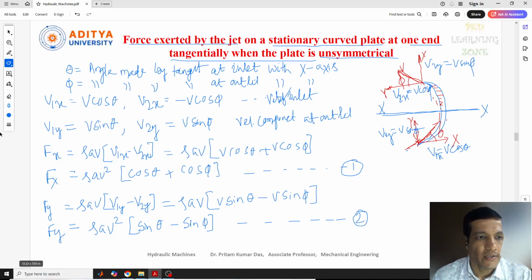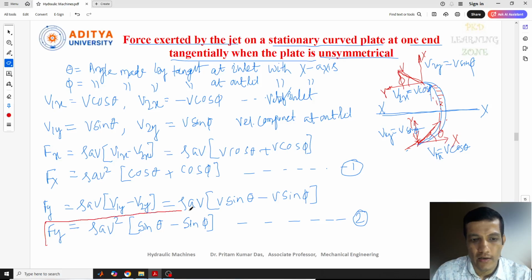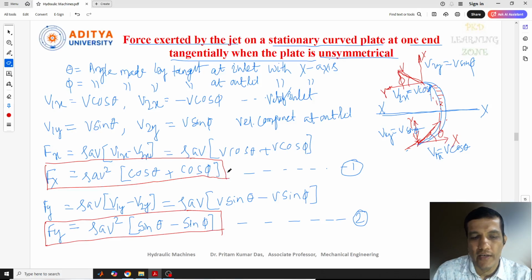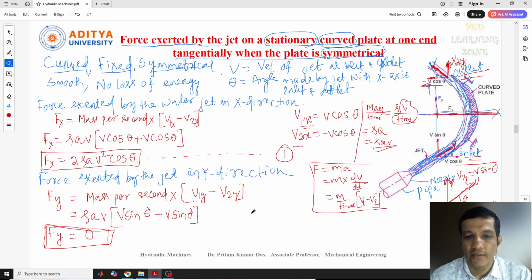I hope you understand these equations, and deriving these two is simple. We only need to understand the concept of symmetrical and unsymmetrical, and see the tangential direction, how it acts tangentially on the fluid and the curved plate, and the components of this velocity in both places. As I told you, this is our inlet condition and this is at the outlet. I hope you understand these derivations also.